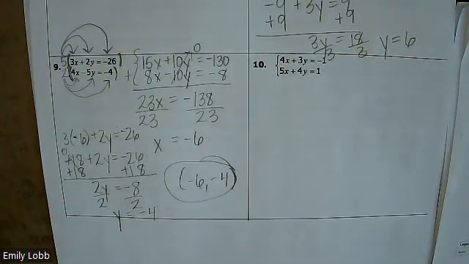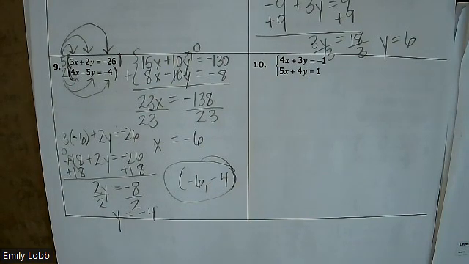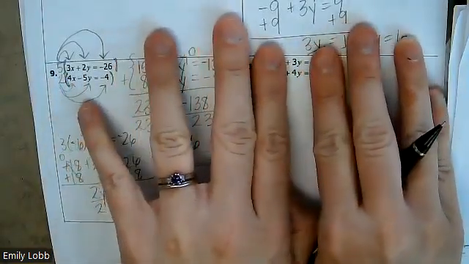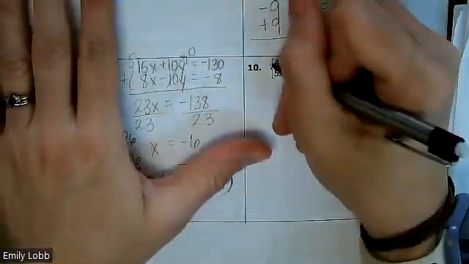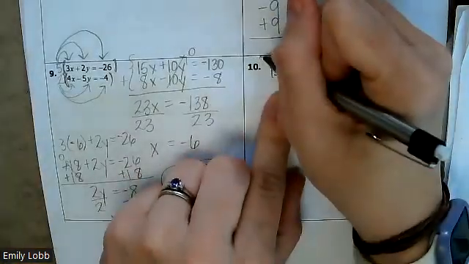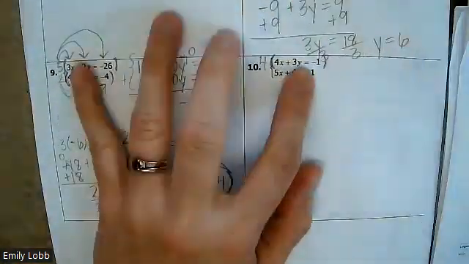Anybody get something different? My arithmetic's okay. All right, number 10. Do we want our 4s and our 5s to match up, or our 3s and 4s? 3s and 4s. So what's 3 times 4? 12. So I'm getting one to be positive 12 and one to be negative 12.